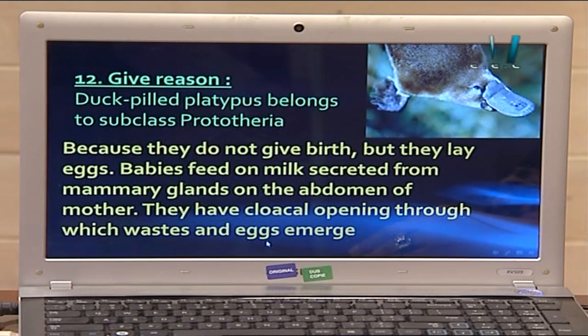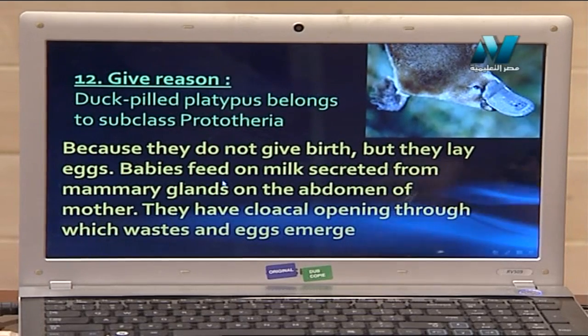This duck is considered an intermediate link between birds and mammals, because it contains some characters from birds, it lays eggs, and other characters from mammals, it suckles its young with milk. So it is considered a distinguished organism, an intermediate link between birds and mammals. It's a very important example, the duck-billed platypus.